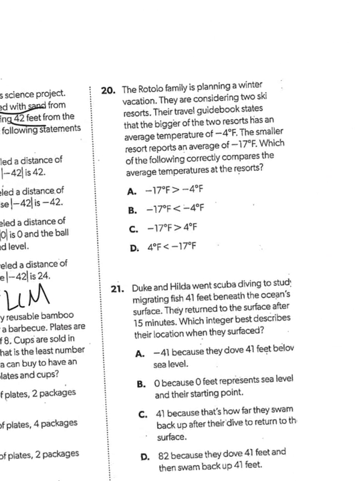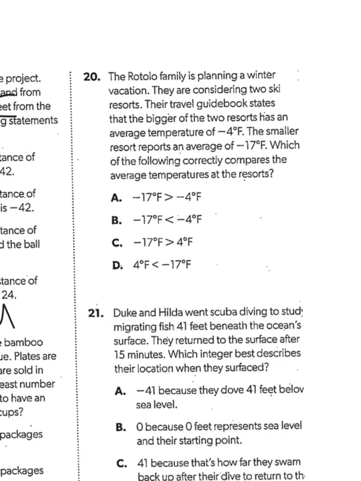Alright, let me see here. The Rotolo family is planning a winter vacation. They are considering 2 ski resorts. Their travel guidebook states that the bigger of the 2 resorts has an average temperature of negative 4 degrees. The smaller resort reports an average of negative 17 degrees. Man, these places are cold. Which of the following correctly compares the average temperatures at the resorts?